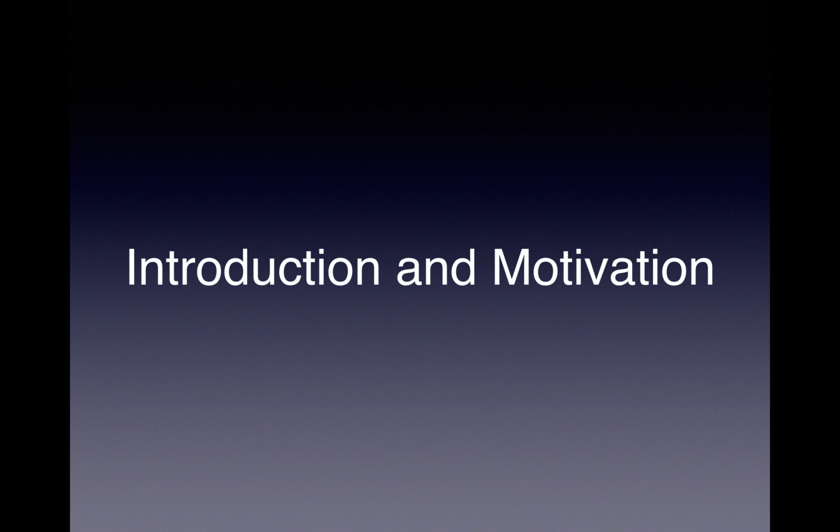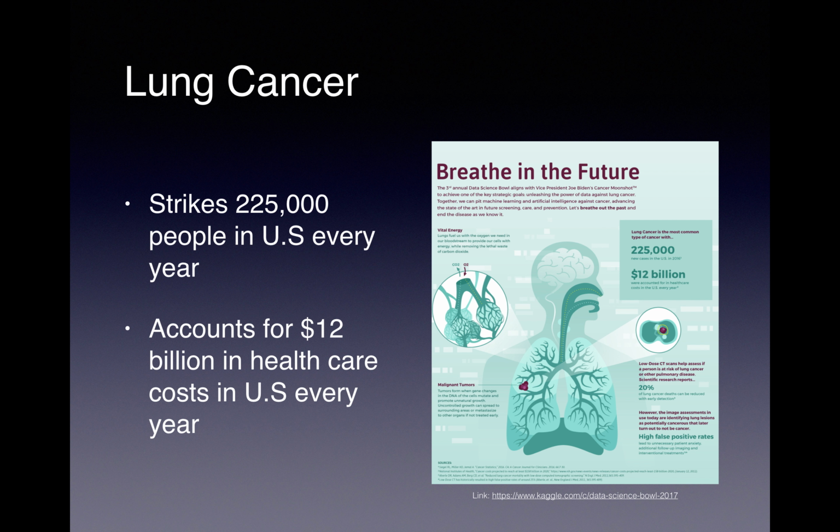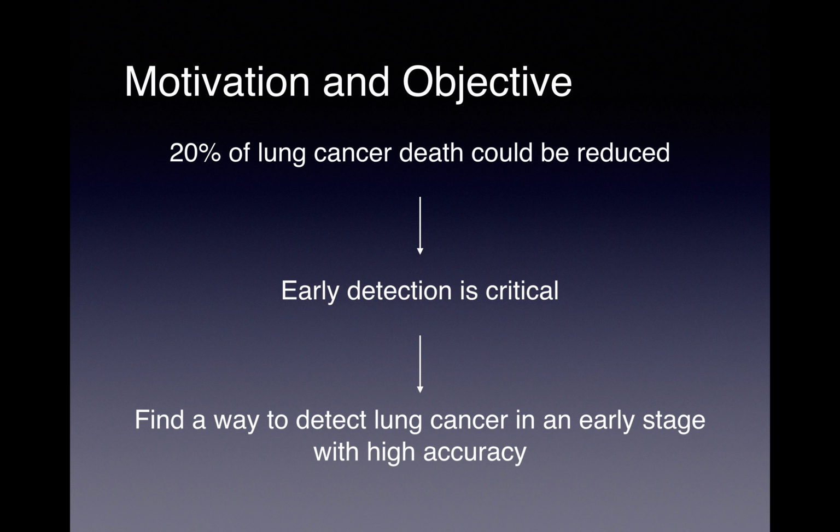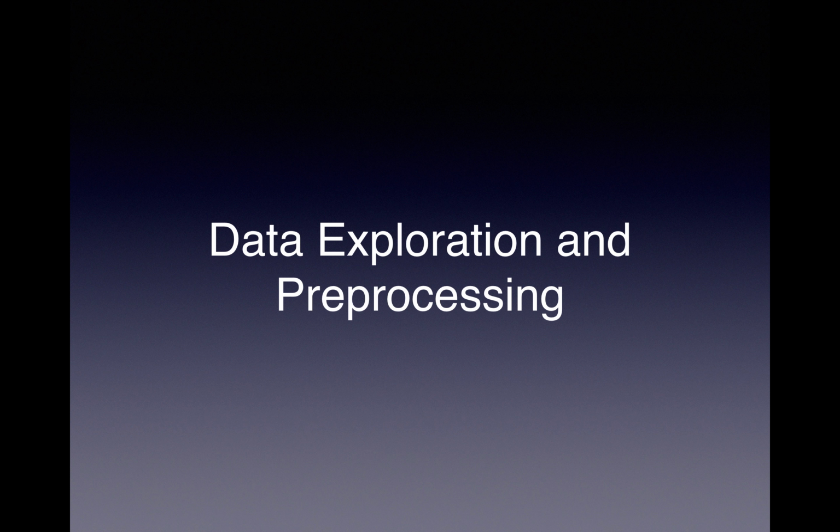Okay, the first part is introduction and motivation. As we all know, lung cancer is a big trouble in healthcare. It strikes more than 200,000 people in the United States every year. Definitely, this is a huge cost, and it accounts for $12 billion of the U.S. government. From literature review, we found that 20% of lung cancer deaths could be reduced with early detection. Therefore, it is of critical importance to find a way to detect lung cancer in an early stage with high accuracy.